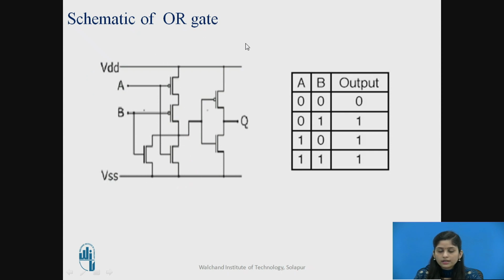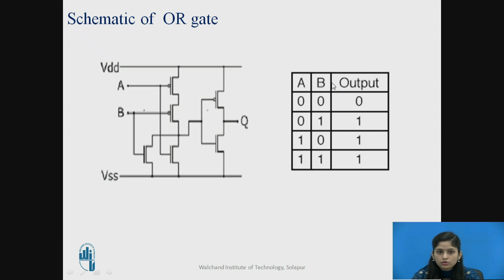Then we connect an inverter circuit, that means one PMOS and one NMOS, where the PMOS is connected to VDD and the NMOS is connected to the ground terminal, and the output is taken across this terminal. This is the truth table of our OR gate. It shows that when both inputs are low, the output is low, and if any one of the inputs is high, the output is high.